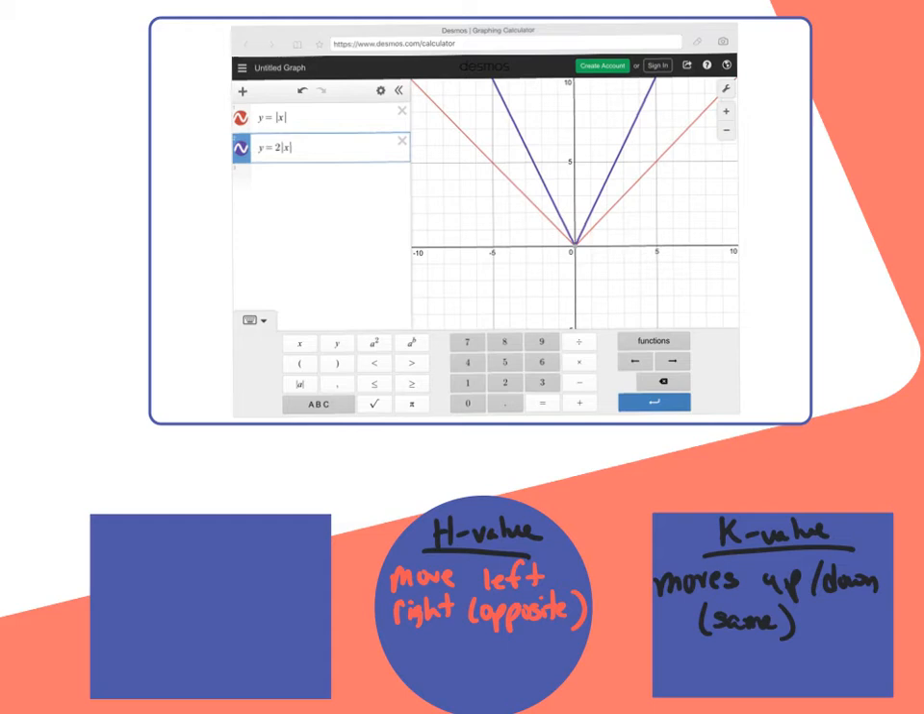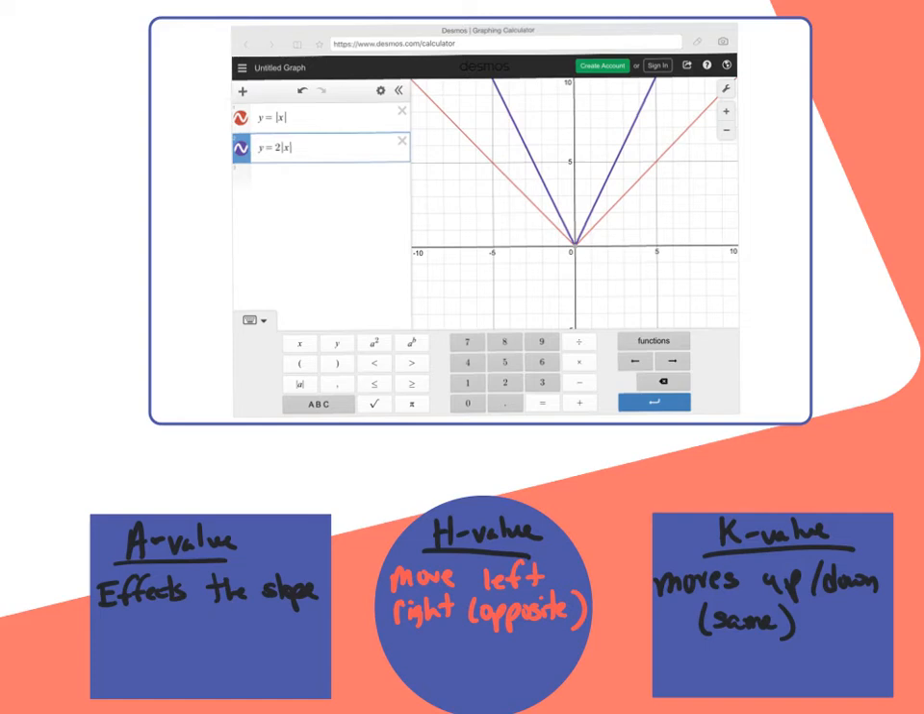But on my parent graph, I go up 1 over 1. On my new graph, I go up 2 over 1, up 2 over 1. So this 2 really just affects the slope of it. What we call this is a vertical stretch, or I like to call it getting skinnier. It's not as wide as the parent graph here. So what the a value does is it affects the slope, or what we call a vertical stretch, or we flatten out, depending on that. So that's something good to talk about while we're here.